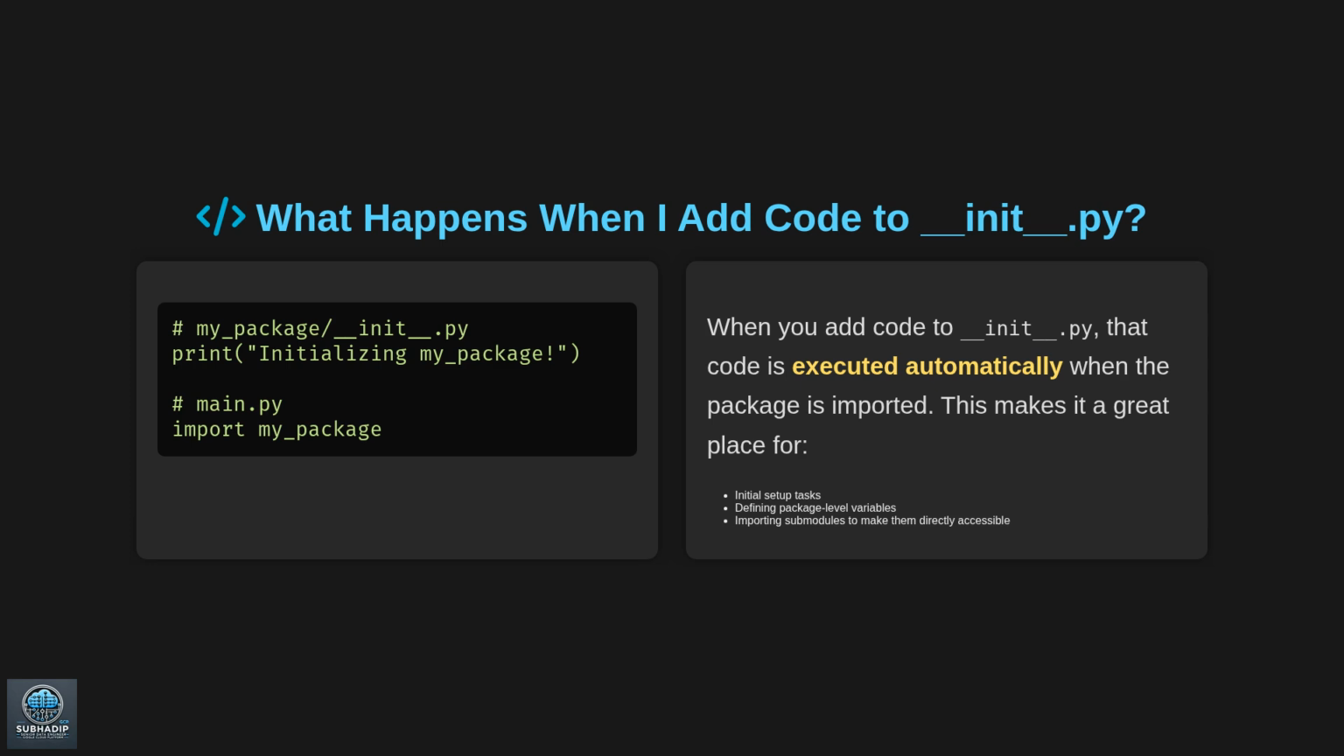What happens when you add code to __init__.py? Any code you place inside this file gets executed automatically the very first time its containing package is imported. This makes it a prime location for initial setup tasks, defining package-wide variables, or even importing submodules to make them directly accessible from the package itself.